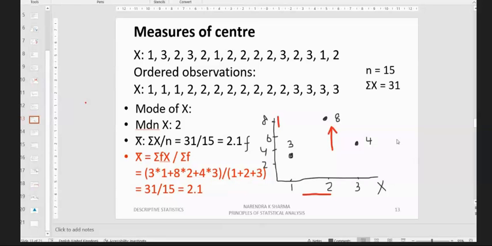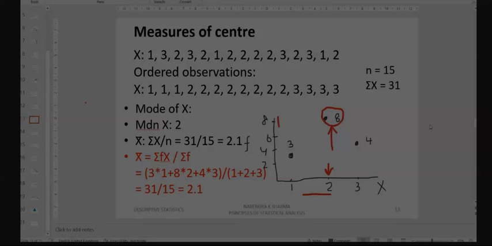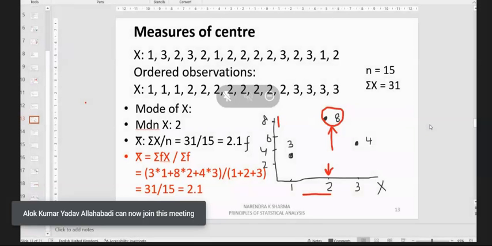And then we can immediately see that 8 is the highest number of times, and this occurs at a value of 2. So mode is 2. We have to remember we are finding the mean, mode, median of the variable, not of the frequency. So that confusion should be removed.